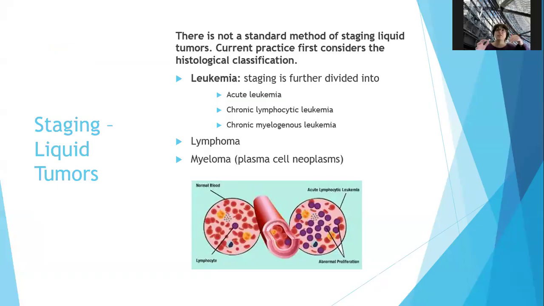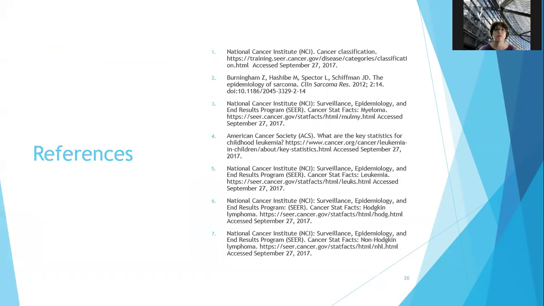For leukemia, they stage it into acute and chronic, and they talk more about the histological features than anything else. And that's all we're going to say about that. It's very detailed and there's a lot more to know. If you want to look at the National Cancer Institute website, there's tons of information. We're just touching on it, and if you start working in cancer treatment, you'll get additional education.